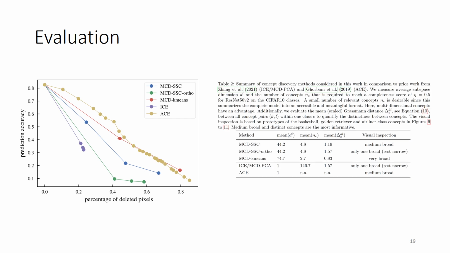Further, we have evaluated the conciseness of explanations by measuring the mean number of concepts that is required to reach a fixed coverage of the relevant feature space. We further contrast them with other measures such as concept dimensionality and similarity between concepts. We find that MCD SSC is superior in dissecting the feature space into enclosed and meaningful concepts. For details on this comparison, we refer to our paper.